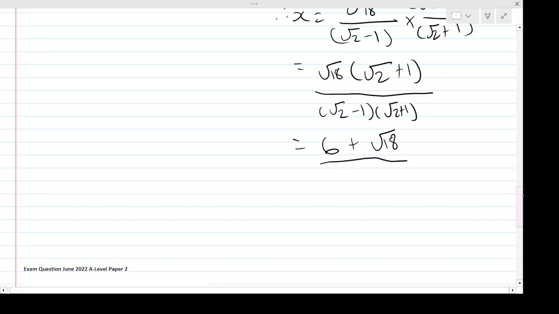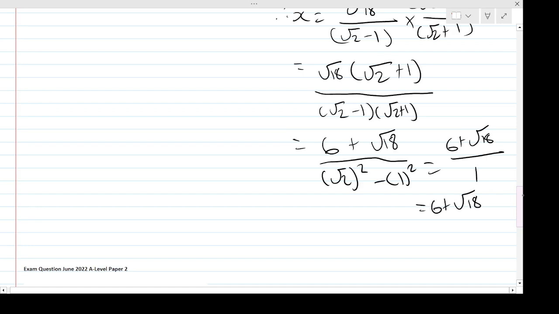And then the bottom bit, again, because we have a difference of two squares, it's simply going to be root 2 all squared, take away 1 all squared. So that's going to be 6 plus root 18 over, right, root 2 squared is just 2. Take away 1, so that's just 1. Well, actually, if you divide it by 1, that's just itself, so it's just simply 6 plus root 18. So that is x, okay? So remember, x is here, x is there.